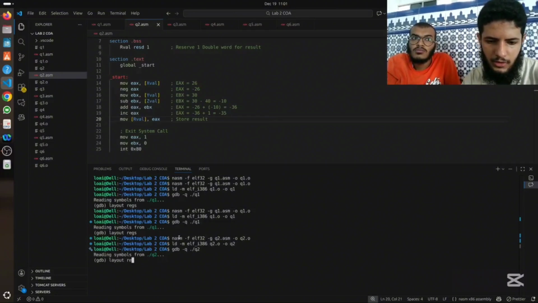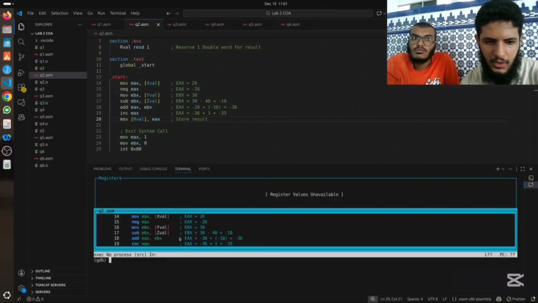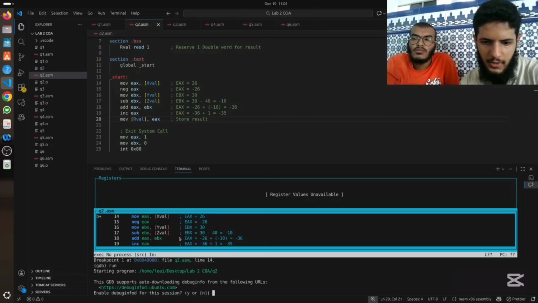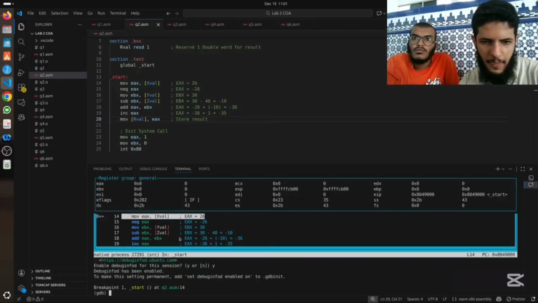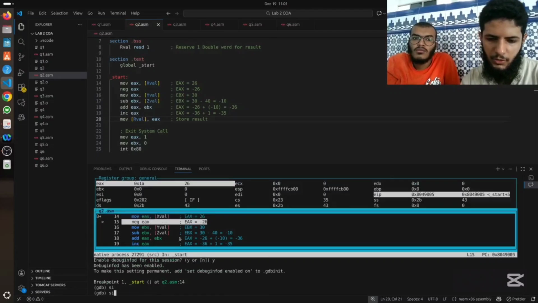Layout. Yes, this, and the most important thing, break, start, and I'm going to run the project. Yes, and here it is. You can see just a second iteration, and it's moving to the second.